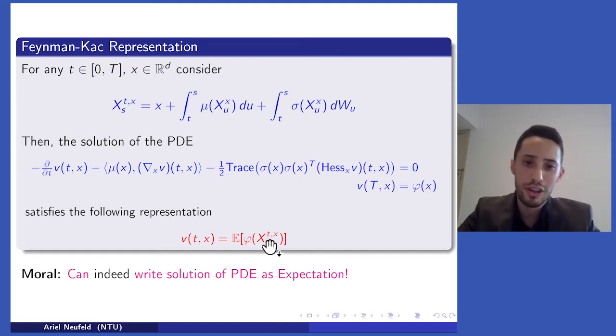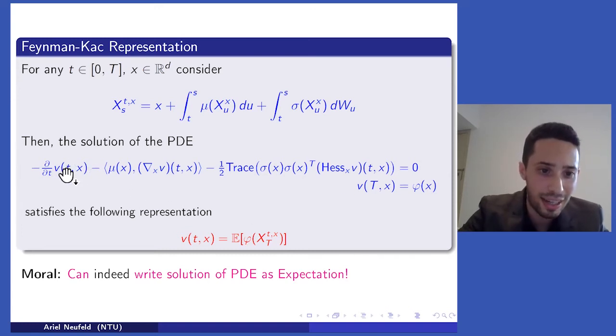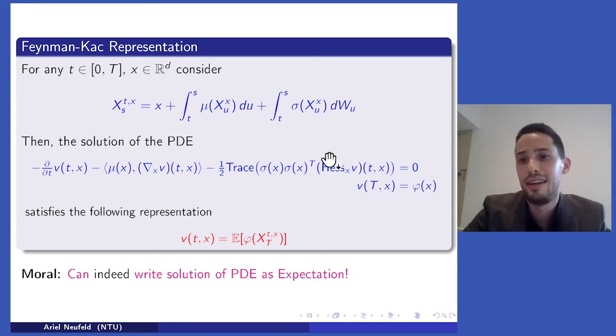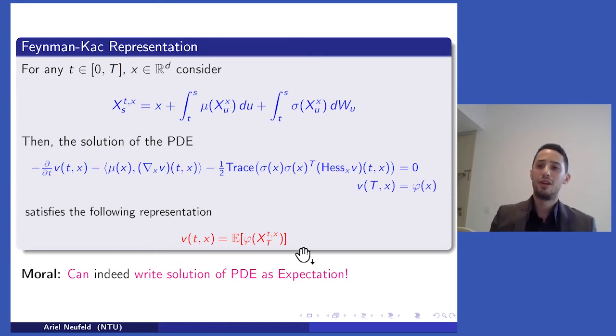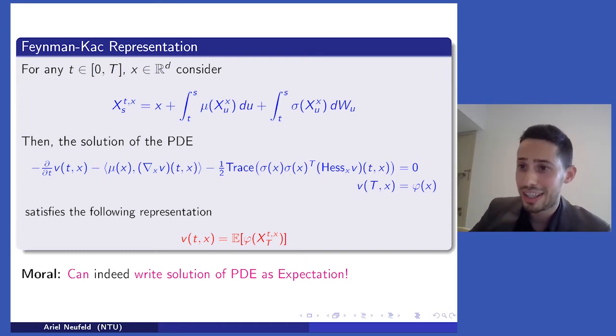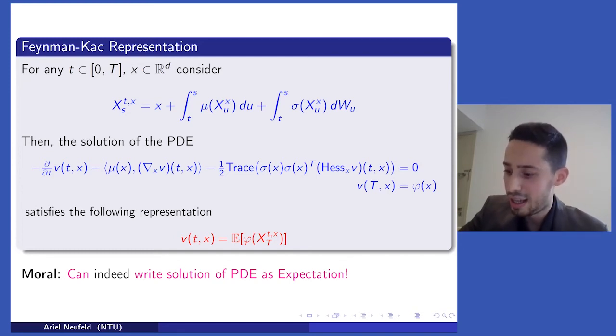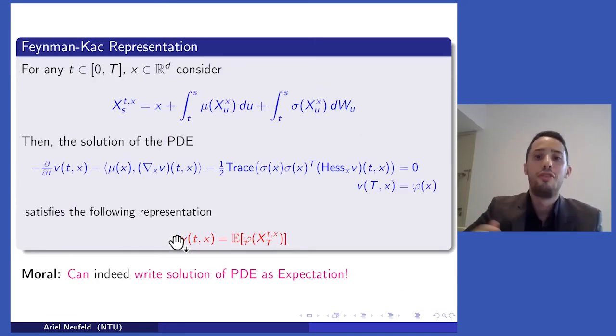For those who are not coming from PDE theory, why is it linear? Because you see it depends linearly on V, linearly on the gradient of V, the derivative of V, and linearly on the Hessian, the second derivative of V. So what we see is that the Feynman-Kac representation already gives us a way to write the solution of the PDE as an expectation.